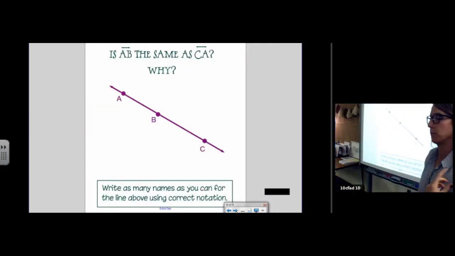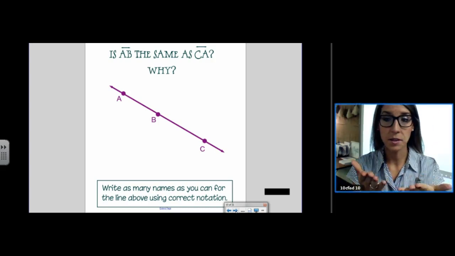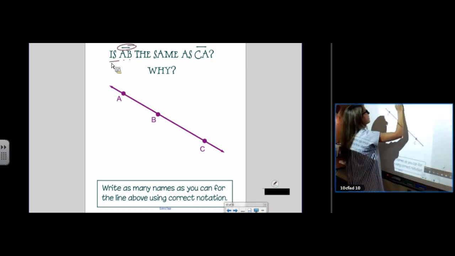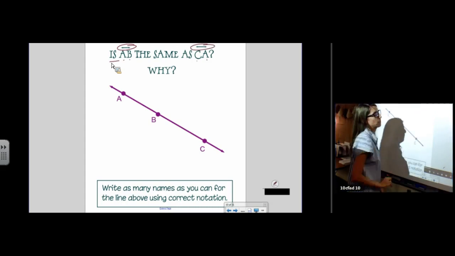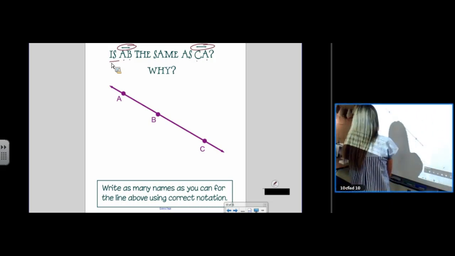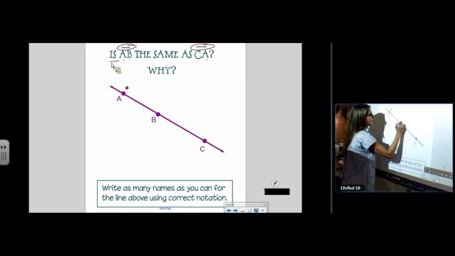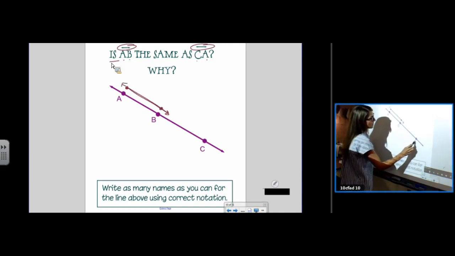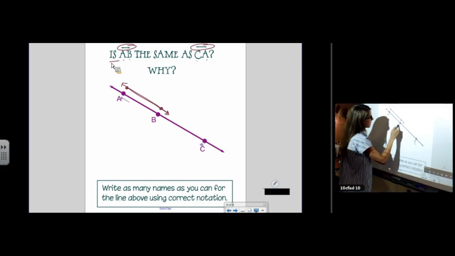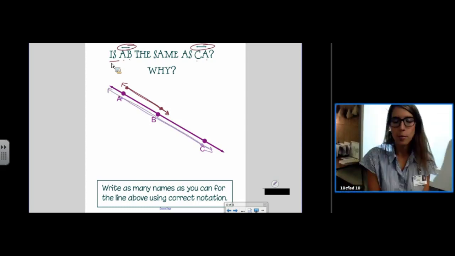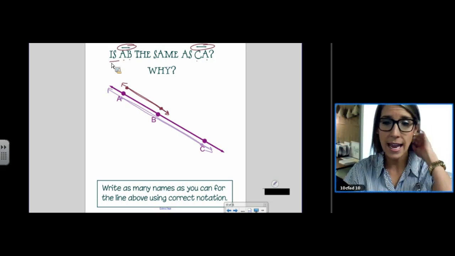Okay, so let's talk about it. Here's some notation being used. Look, does this mean line AB is the same as line CA? Let's take a minute to look at that. When we say line AB, it means go through A, go through B, and continue forever in both directions. When we say line CA, it means go through C, go through A, and continue forever in both directions. So is the red line, the maroon line, the same as the purple line? Are those the same lines?